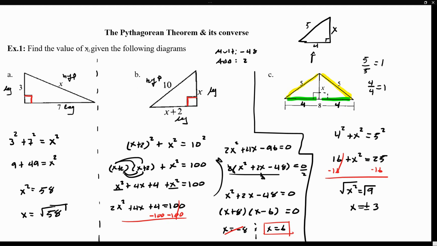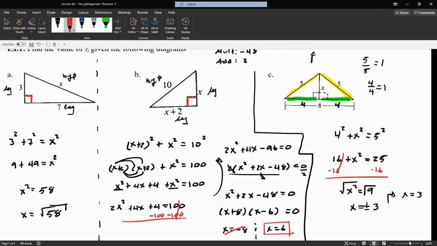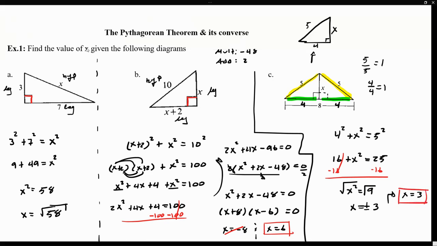But again, it doesn't make a lot of sense for me to say that this length is negative 3. So because of that, I'm only going to take the positive value, which is positive 3. All right, I hope that this is helpful, and this was just a small review of the Pythagorean theorem.